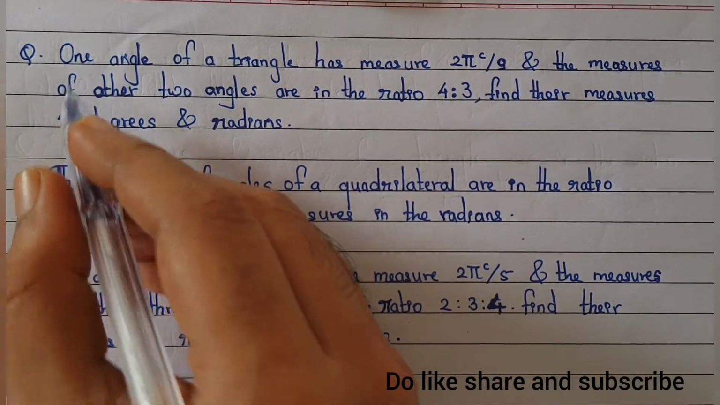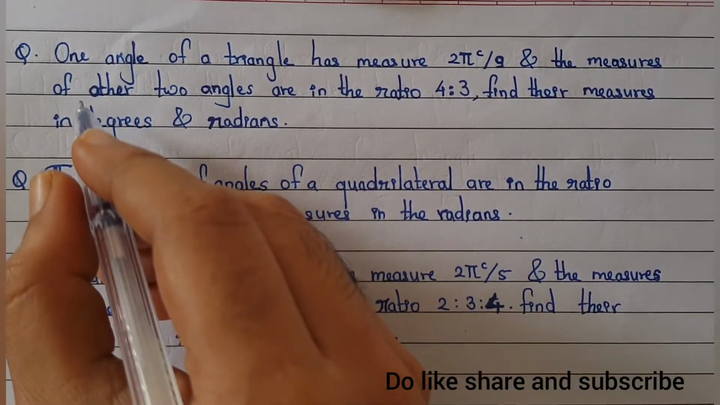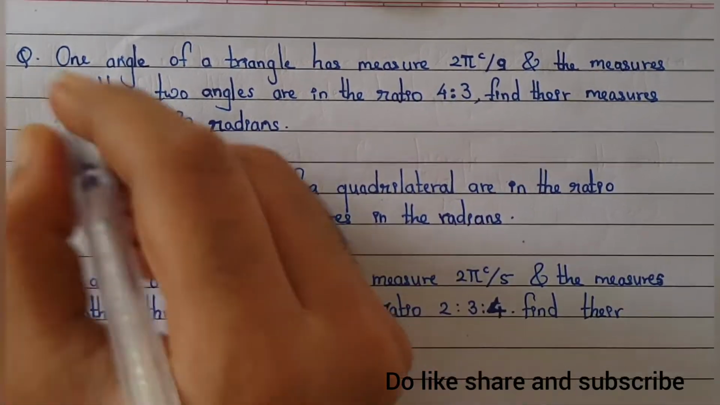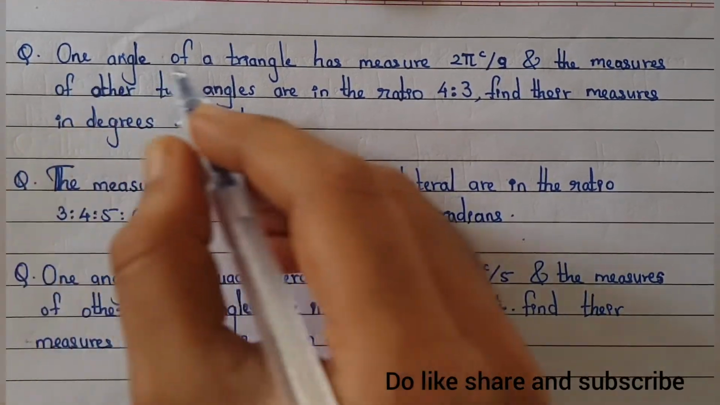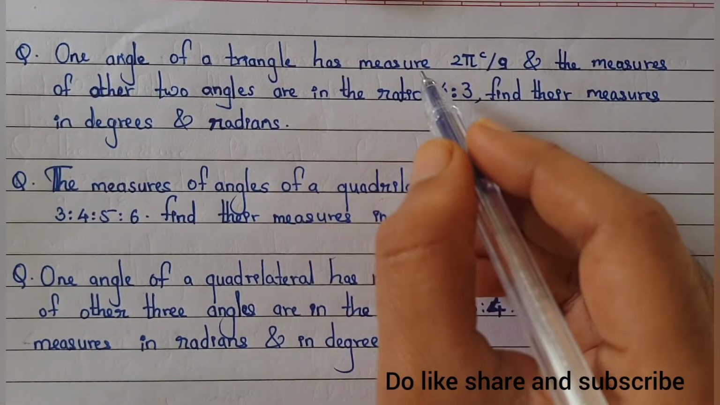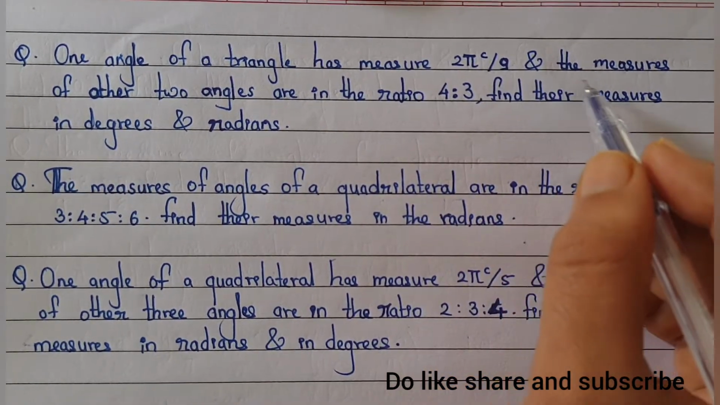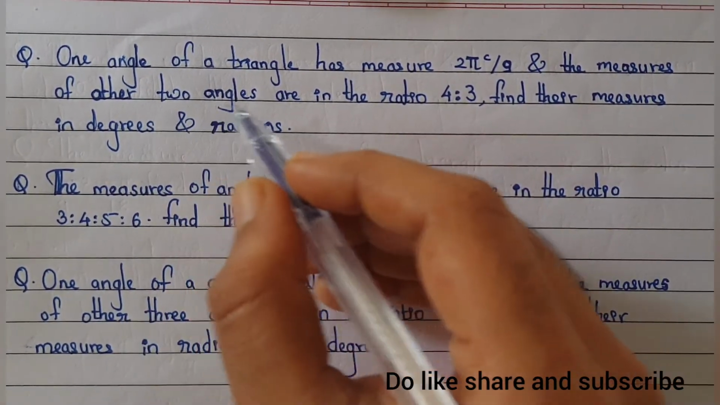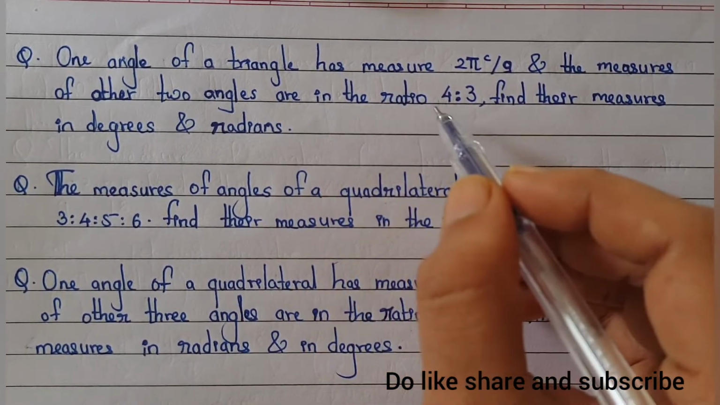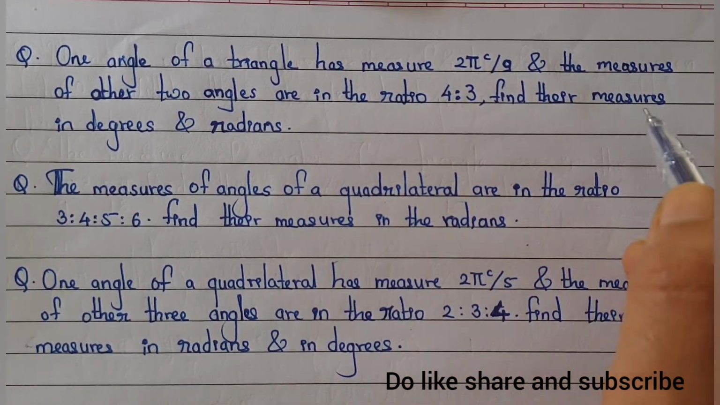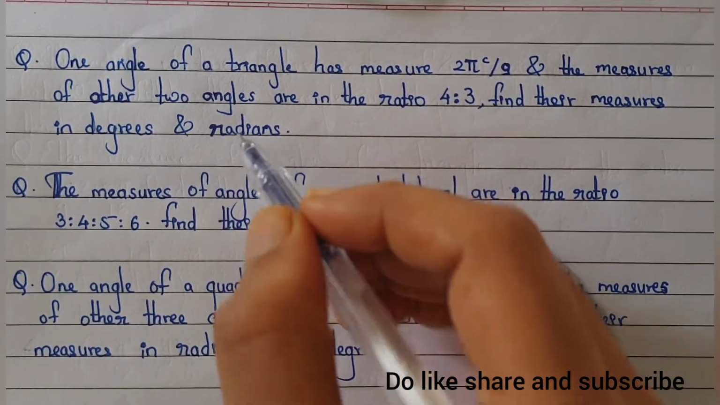I am taking these three questions of angle and its measurements. Now let us start with the first one. One angle of a triangle has measure 2 pi radian by 9 and the measures of the other two angles are in the ratio of 4 as to 3. Find their measures in degrees and radian.